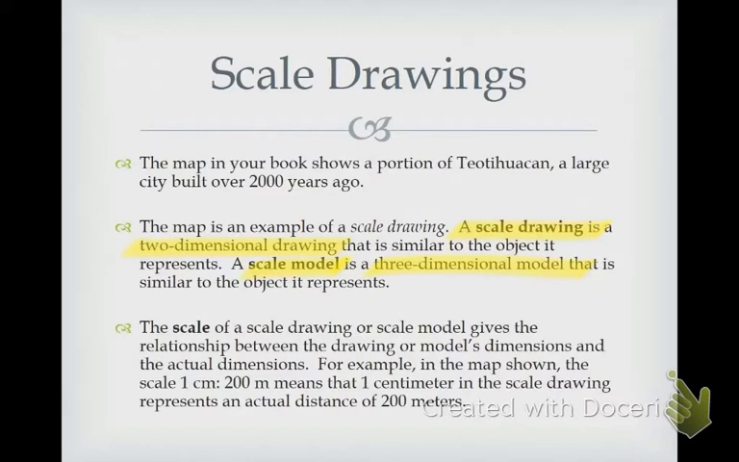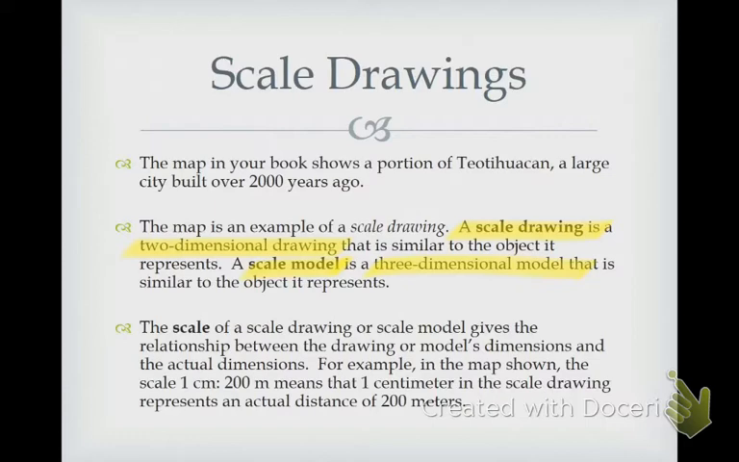Okay, so the map in your book, we're all on page 300. The map in your book shows the ancient city of Teotihuacan. That's about as close as I can get to the pronunciation. This is a large city built over 2,000 years ago, and the ruins of the city still exist in central Mexico. Do you see the picture on the bottom left corner of page 300? The picture matches the map, all right? And the caption under the picture says that you are standing on the Pyramid of the Moon.